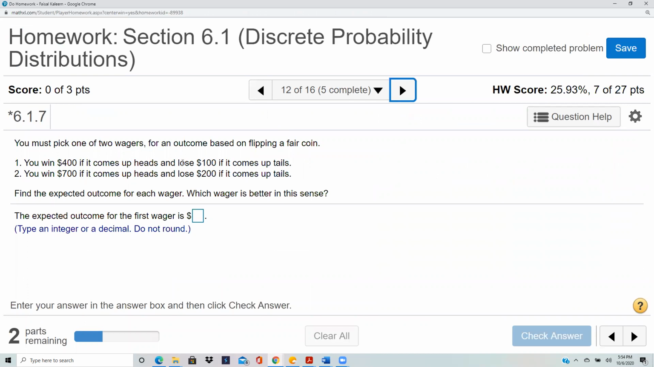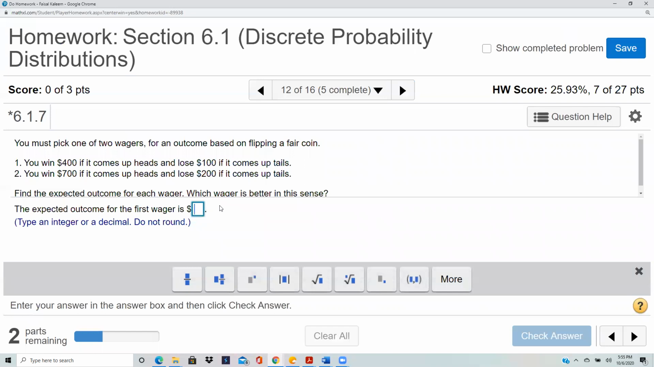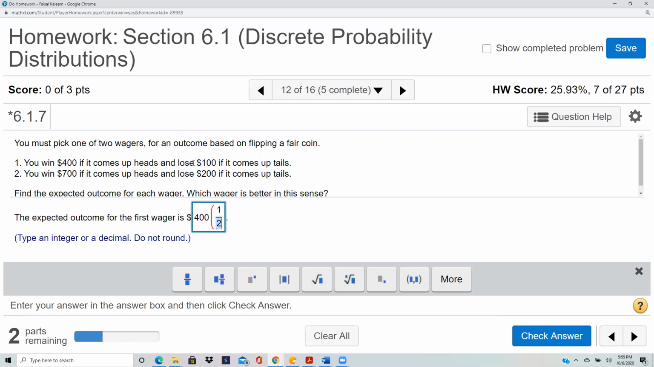You must pick one of the two wagers for an outcome. You win 400 if it comes up heads, and you lose 100 if it comes up tails. So the expected outcome for the first one, the same formula: winning amount, which is 400, times probability of win. You win when it comes up heads. So head probability is 1/2. Both head and tail have 1 out of 2 probability.